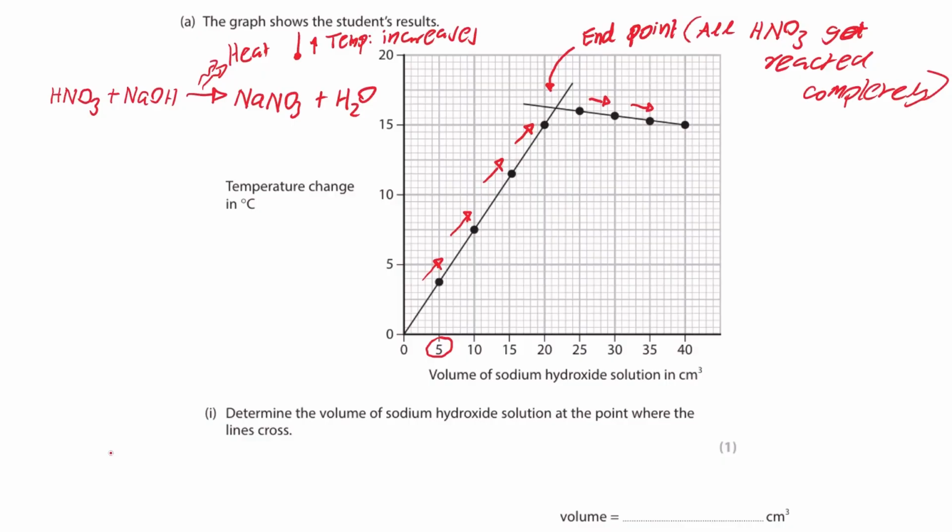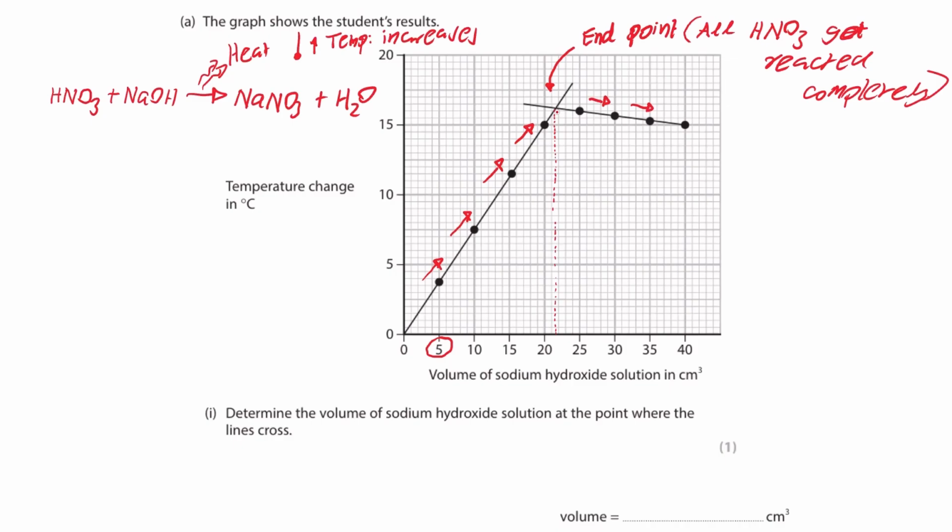Determine the volume of sodium hydroxide solution at the point where the line crosses. They don't ask big things. They're asking, when the line crosses, what is the volume of sodium hydroxide added. So this point is slightly after 20, by about one box. Remember, when you're dealing with these points, you have to be so precise, so I'll try to be as precise as possible. I can see after 20, one box and a half of the box.